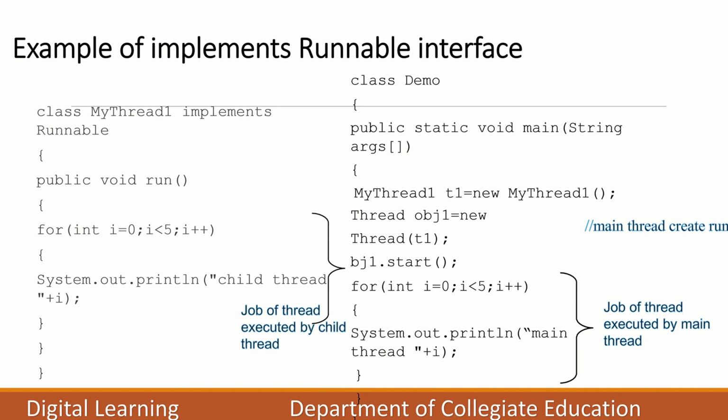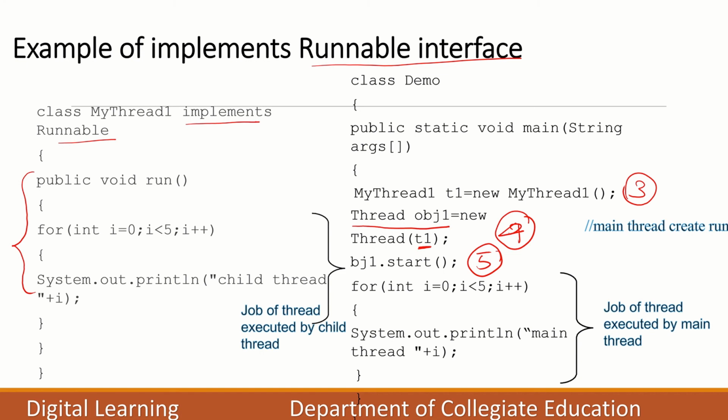The same coding can be implemented using the Runnable interface. So we say class myThread1 implements Runnable, and the second step is to implement the run method. Then we come to the main program. Here we create an object for myThread, that is your step 3, and we create a thread object which takes this runnable instance as an input. So this is your step 4, and step 5 will start the execution of the thread, and this is the code for your main thread.